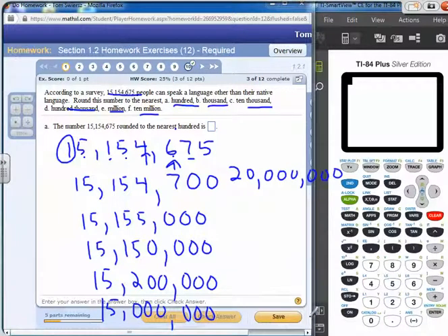Okay? So again, always look to the right of the digit you're rounding off. For example, for the hundreds, we look to the tens. If it's 5 or more, you add 1. If it's 4 or less, you keep it the same. That's the rule for rounding. Okay, so let's go ahead and put those values in to make sure we got them correct.